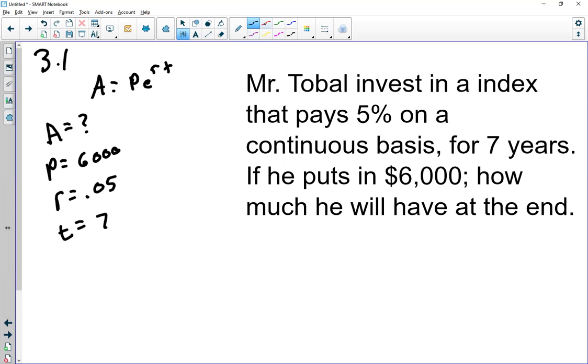Now, the only thing that's different is you don't have an N. The N doesn't occur because it happens continuously. So all you got to do is 6,000 times e to the power of 0.05 times 7. 0.05 times 7, if you want to know, is 0.35.